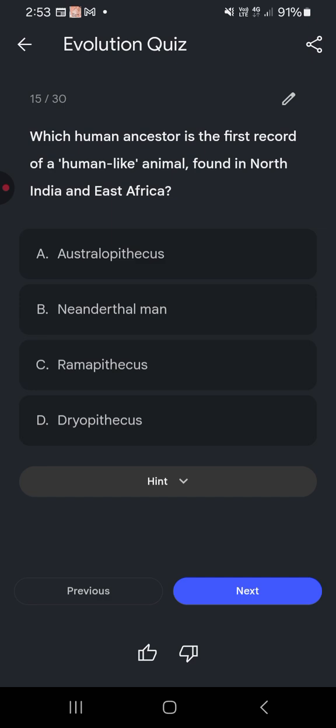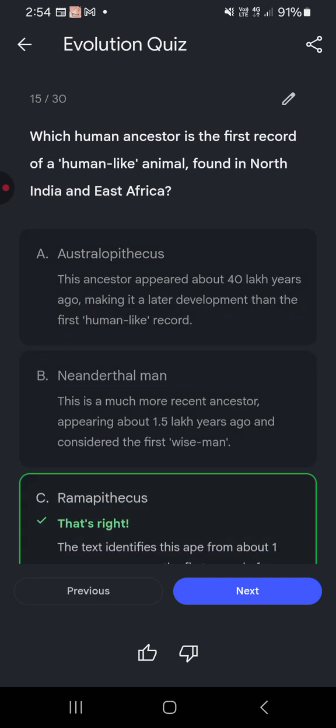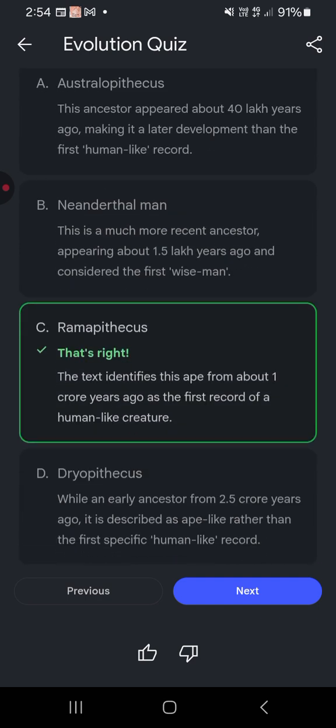Which human ancestor is the first record of human-like animal found in North India and East Africa? Ramapithecus. The ape from about 1 crore years ago as the first record of a human-like creature.